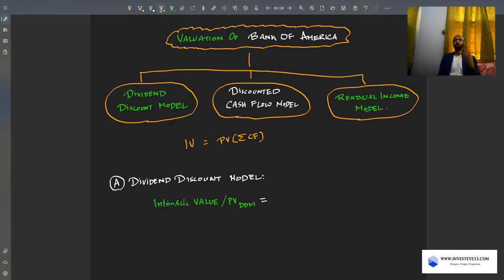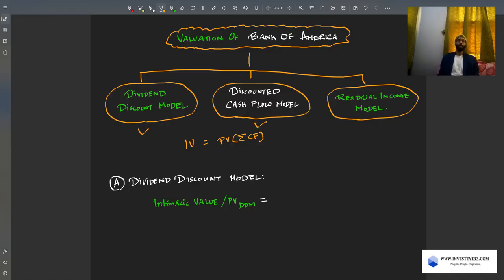Now to find this out, these three modes are applied. First is you use the dividends to find out the valuation. Then you use the cash flows, the free cash flows to find out the valuation. Then you use something called the residual income, which is income in excess of the cost of equity to find out the present value. And one by one, we'll use all these methods to find out the valuation of Bank of America, then choose the weightages we are going to give to each one of them, right? So we'll start with a simpler version, which is the dividend discount model.